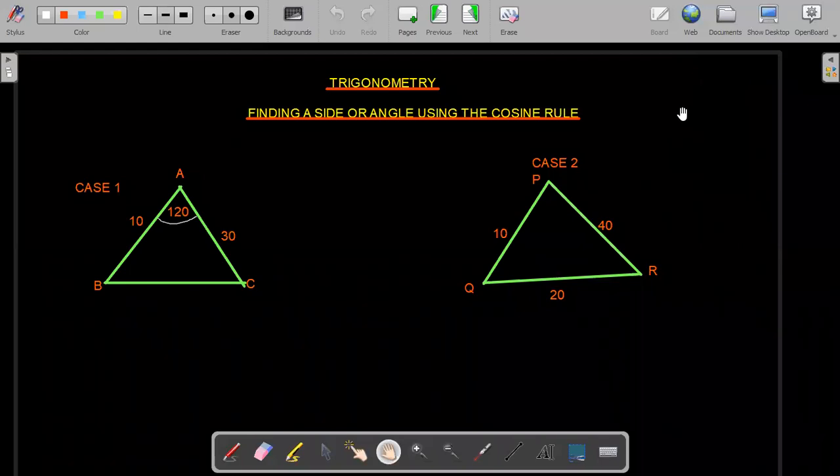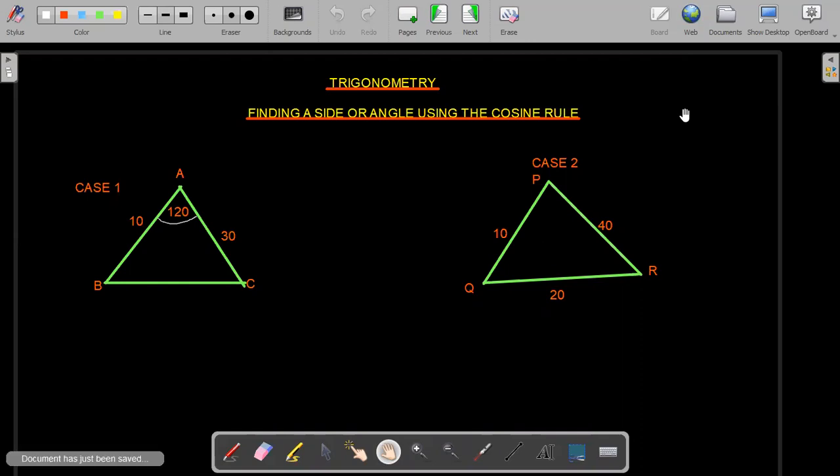All right, so we shall begin looking at trigonometry. Last time we just established the sine rule. So in this video, we shall mainly focus on the cosine rule. Using this cosine rule, we can find the missing side. We can as well find the missing angle.